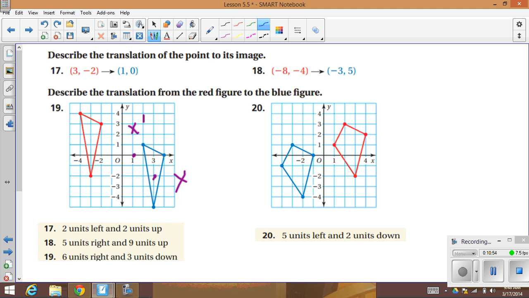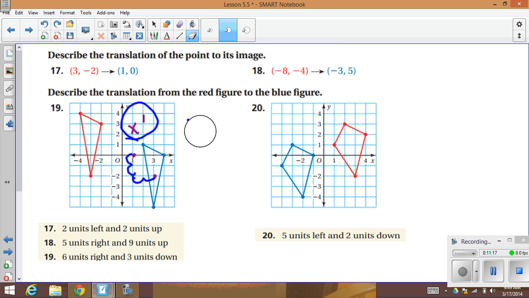So from my x, I had to go left 2 units, 1, 2, and then I had to go up 2, 1, 2. So you always want to talk from the original to the prime. We first want to go left and right and see what the relationship is, and then we want to go up or down. Okay? So that was number 17.